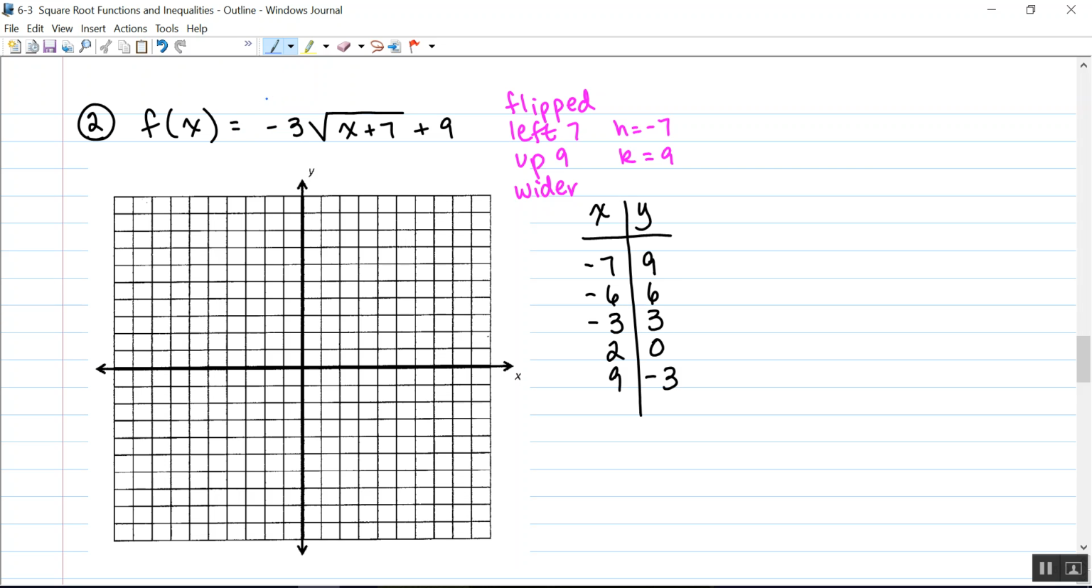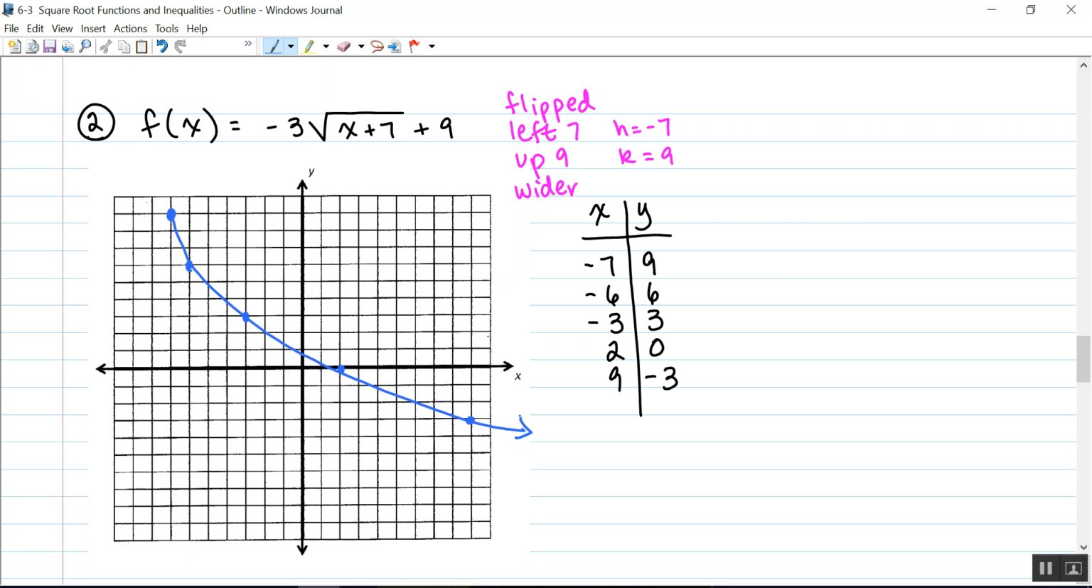I think I'll do this one in blue. So we have -7. Let's see, 2, 4, 6, 7, 9. -6, 6. No, that's not right. -6, 2, 4, 6. There we go. -3, 3. 2, 0, and 9, -3. And did I do this one right? 2, 4, 6. Yeah, I did. Okay. And then my graph goes like this.